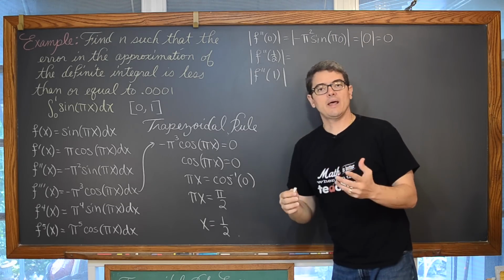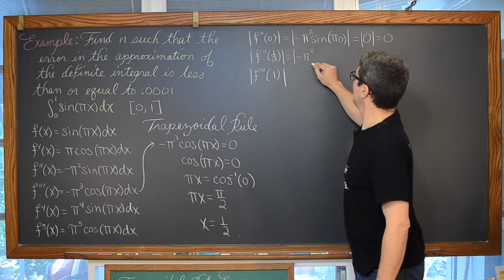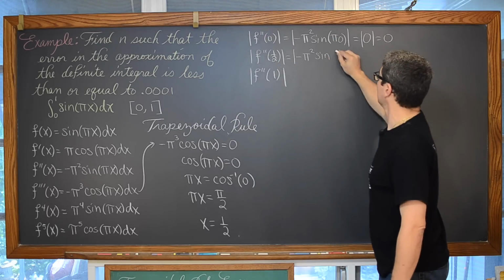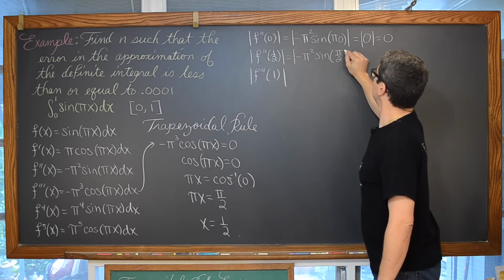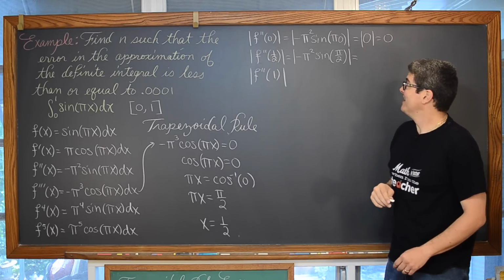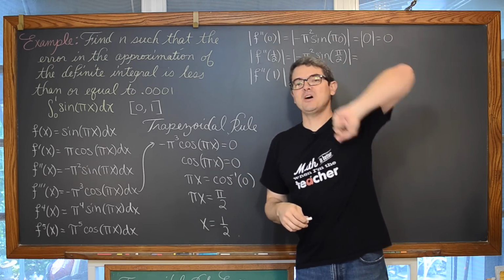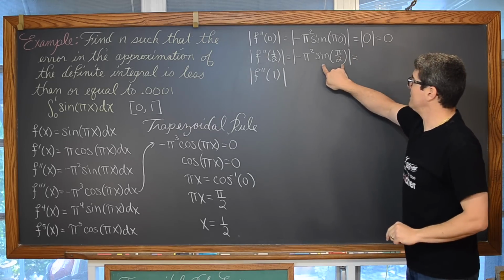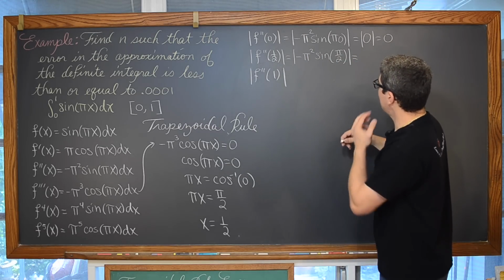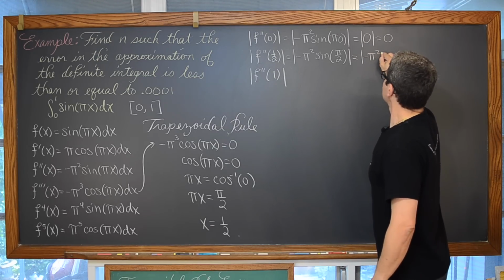Now plugging in the 1/2 value, we have the absolute value of negative pi squared times the sine of 1/2 pi, or pi over 2. And again, don't forget the absolute value symbol. The sine of pi over 2 is equal to 1. So we have 1 times negative pi squared. So we have the absolute value of negative pi squared.